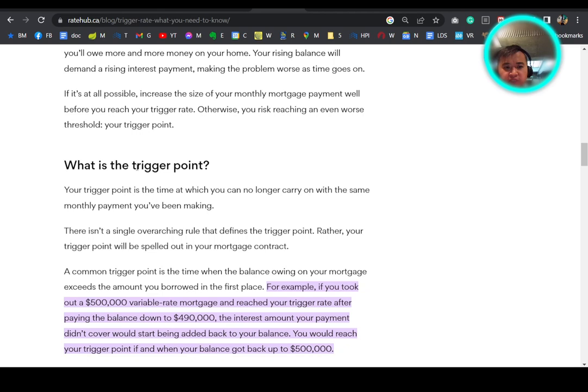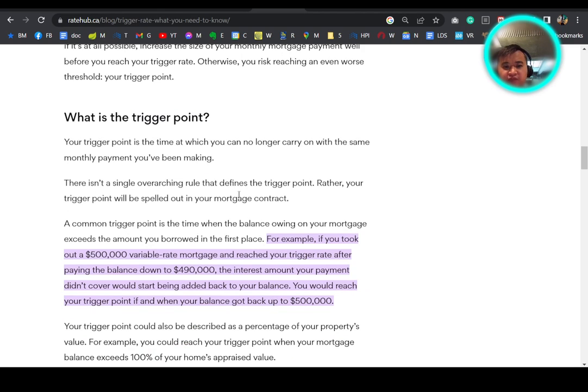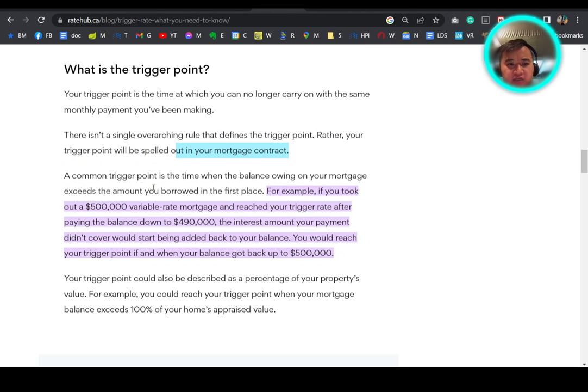The trigger point is not a set number. Every mortgage contract is different. So there isn't a single overarching rule that defines a trigger point. It is defined in your mortgage contract. However, a common trigger point is when the balance owing on your mortgage exceeds the amount you borrowed in the first place. So here's an example.